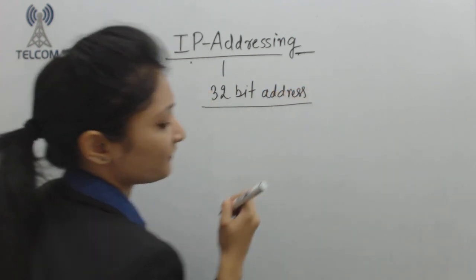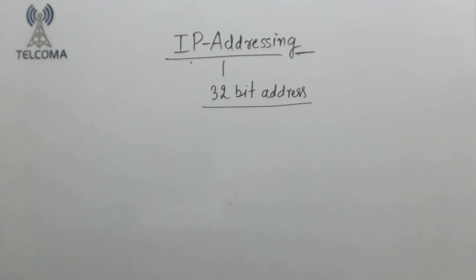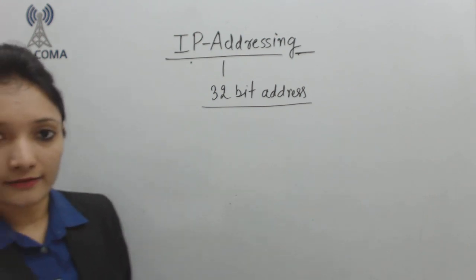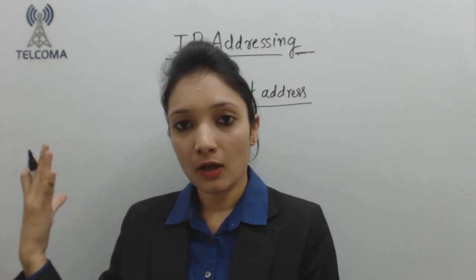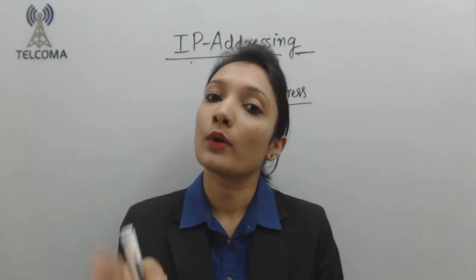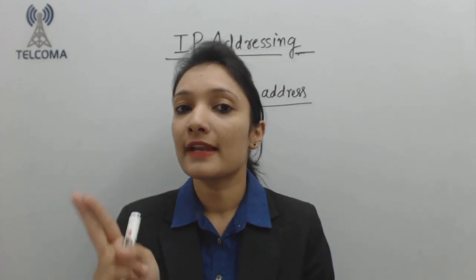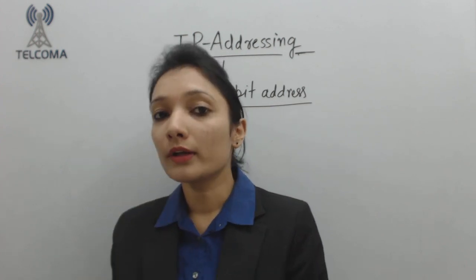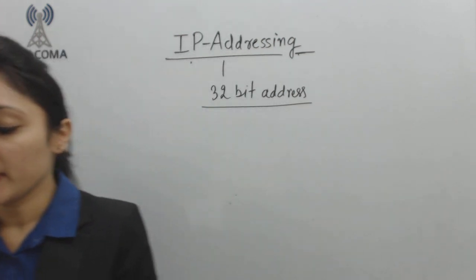It is a 32-bit address, and it is a unique and universal address. It identifies the connection of a device to the internet in two manners, unique and universal. That means one device will have one connection, and one IP address, and no other device can have that same IP address.